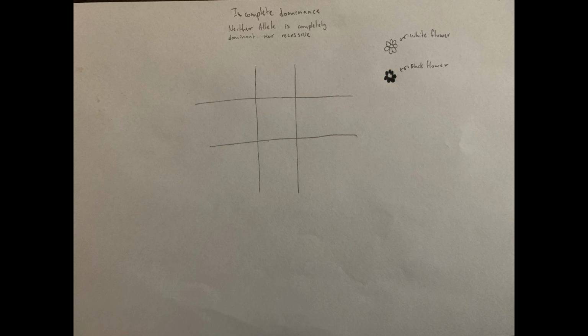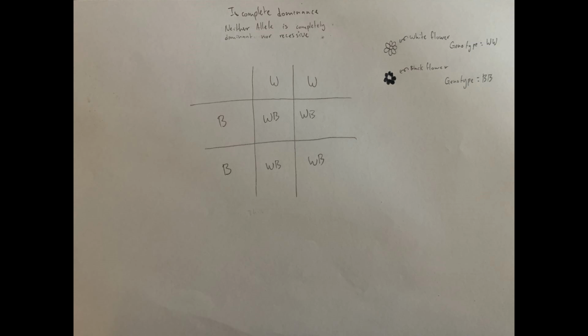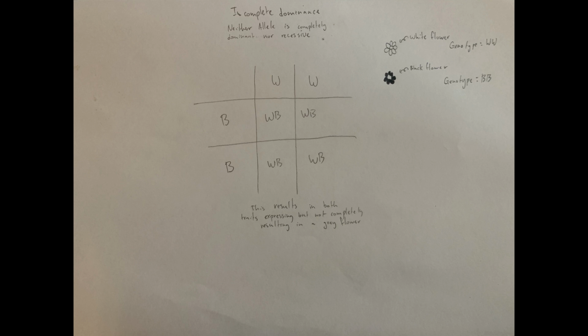In incomplete dominance, neither allele is completely dominant nor recessive. For example, if there were a homozygous white flower and a homozygous black flower, their offspring would all be heterozygous and would result in both traits expressing incompletely, resulting in a gray flower.